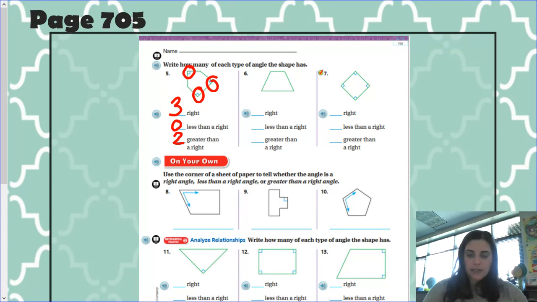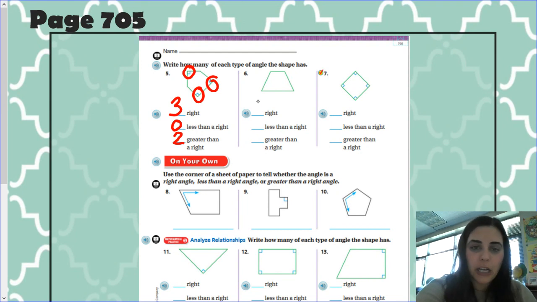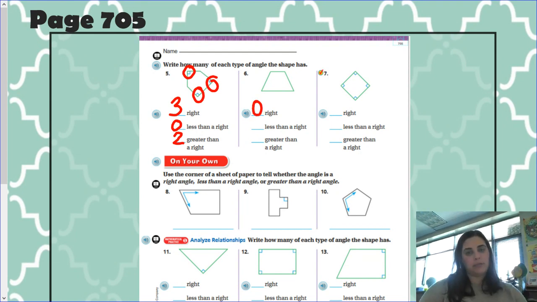Okay, number 6, we're starting with right angles. Do you see any of these little shapes or signs in there? Nope. This shape has no right angles. What about ones that are less than? So that means smaller than our straw here, the right angle. Are there any that are smaller? Yeah, there's one here and one there.